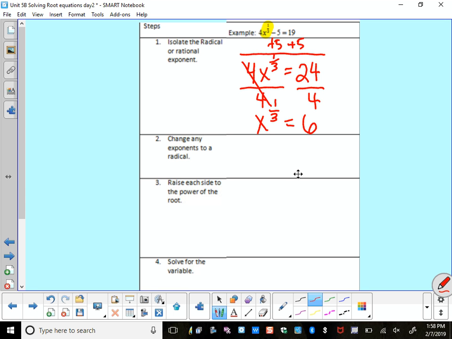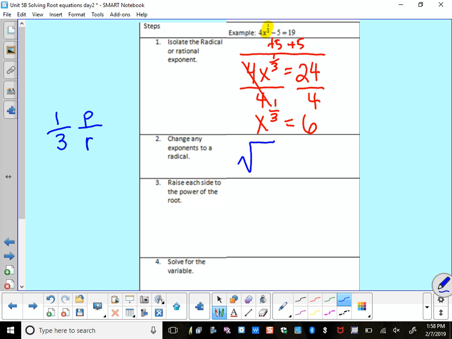All right, step 2 says to change any exponents to a radical. Notice this exponent here is 1/3, right? Which means power over what? Power over root. This is what we're doing. We are changing it into a radical. Okay, we have an exponent, we have to change it to a radical.